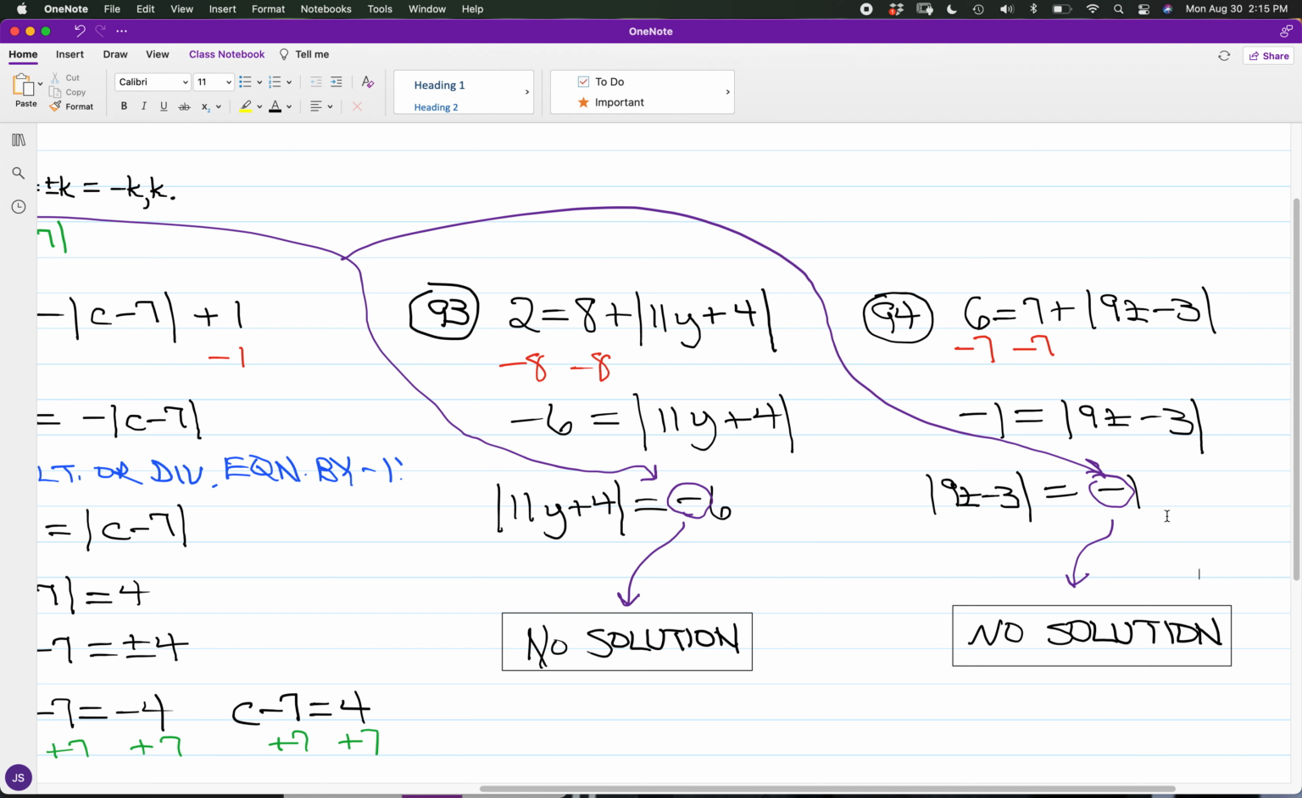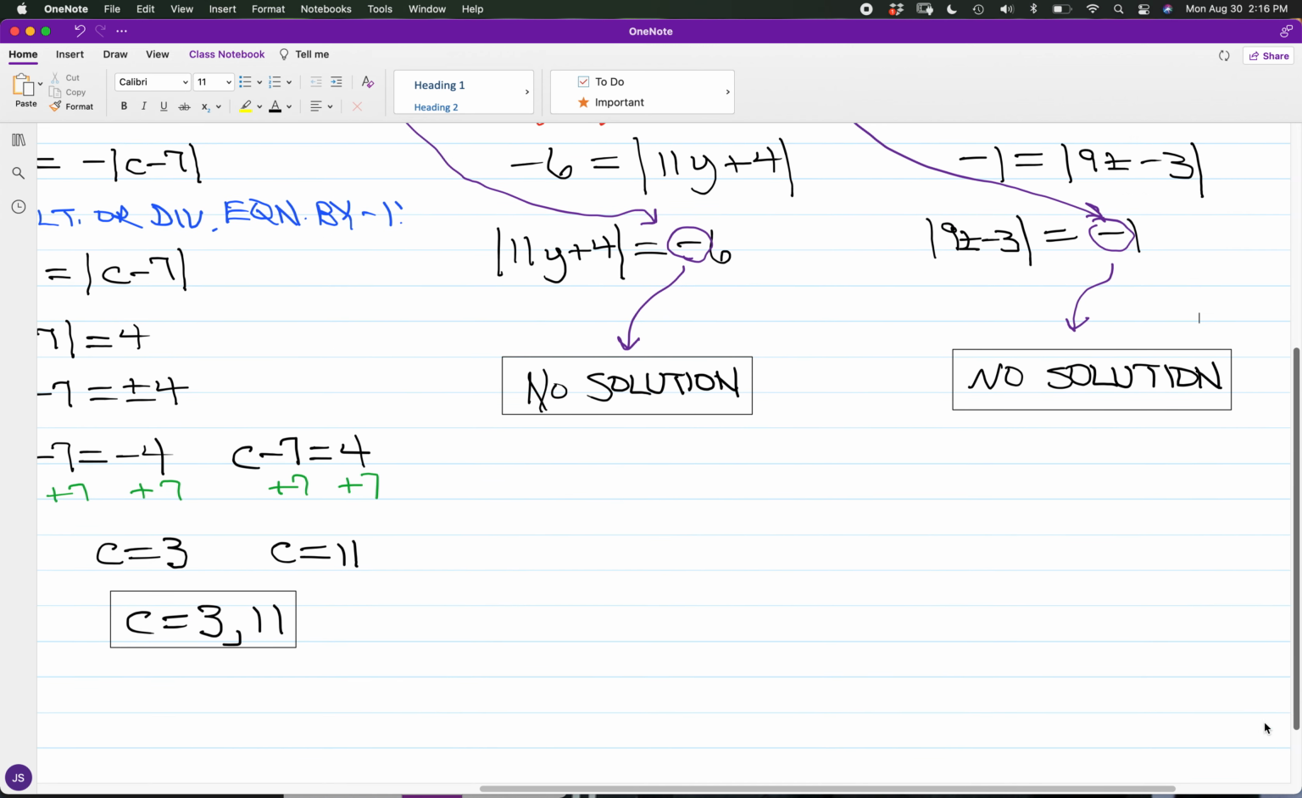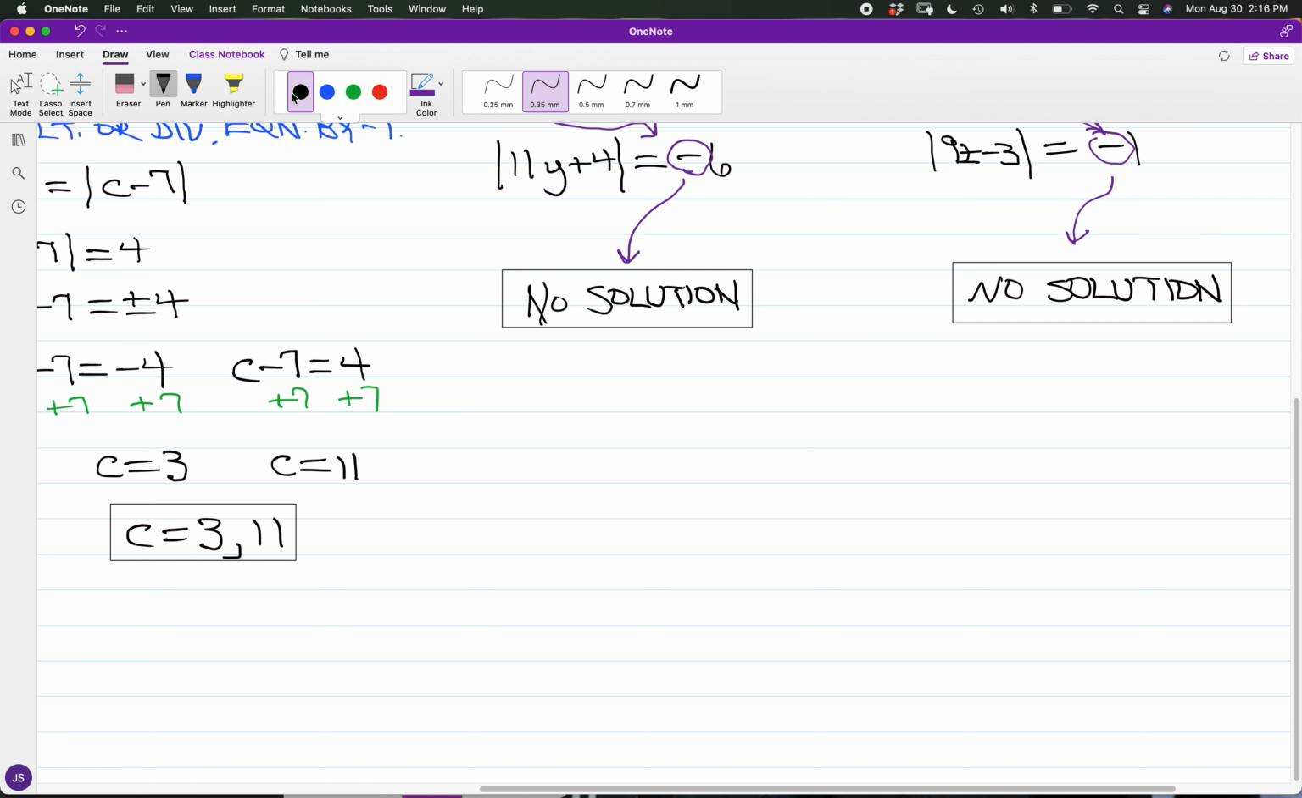All right, now a different kind of setup for number 96. In this one, you have two absolute value terms set equal to each other. So we have the absolute value of 2a minus 3 is equal to the absolute value of a plus 2.